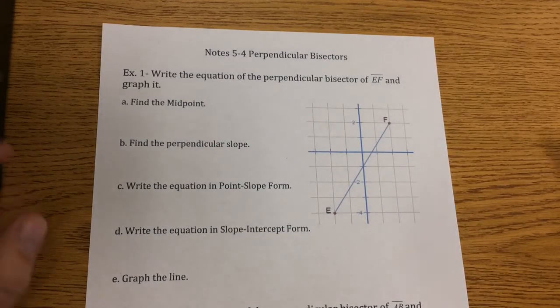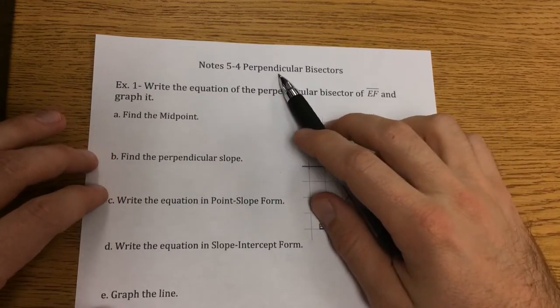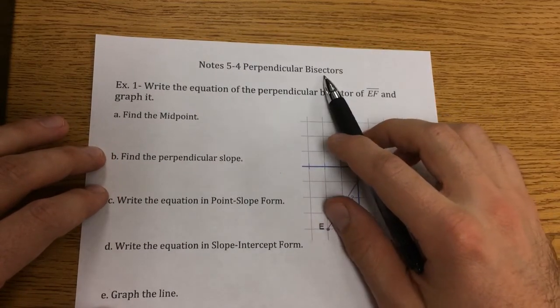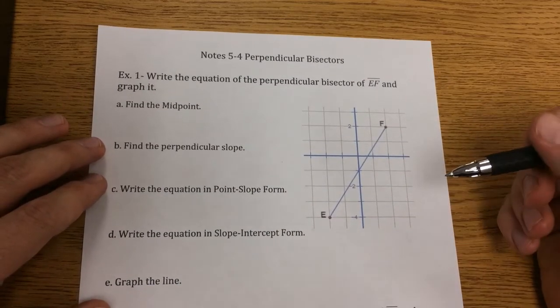If we stop for a second and think what a perpendicular bisector might be, we would think, well, it's going to be perpendicular and it's going to bisect something. So if you want to pause the video, copy down these notes, then we can work through them together.